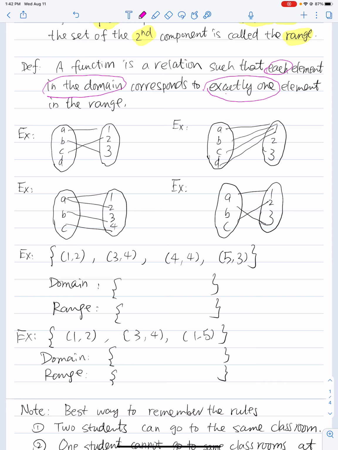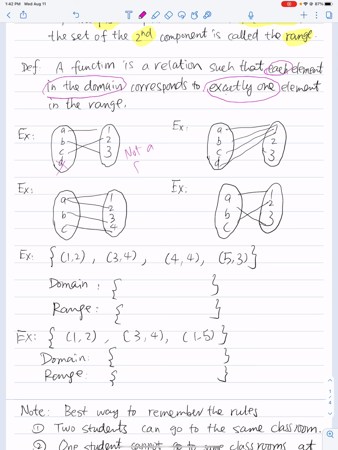For the first one, is this a function? Maybe not, because D does not correspond to anything. Each element in the domain has to correspond to something. Is this a function? Yes, it is, because everything corresponds to one element. It doesn't matter for the range; you can have something that is left over.